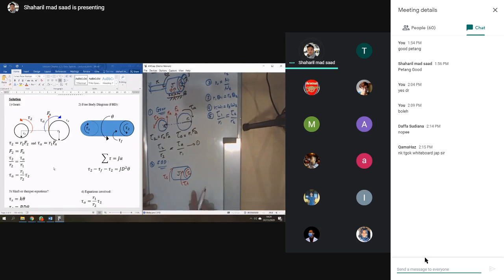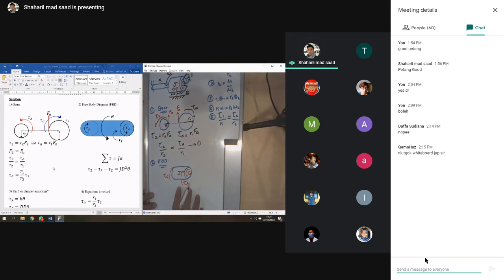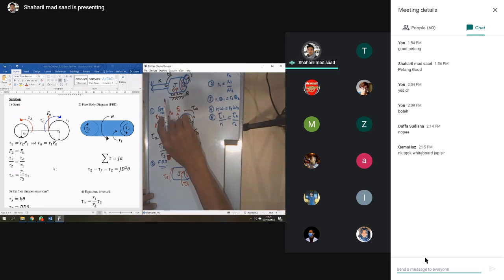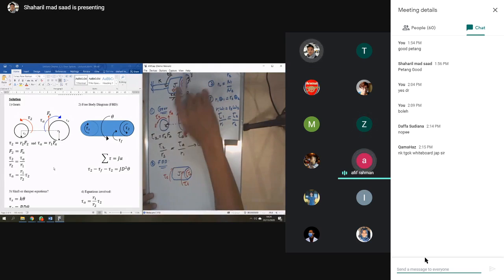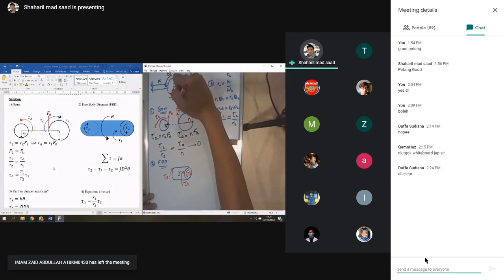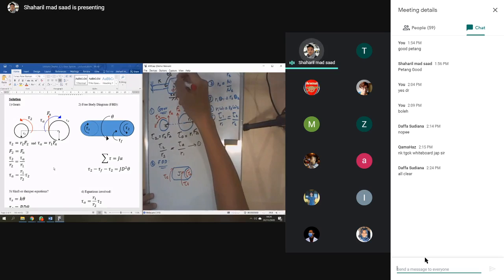Is it clear? Any question that you want to ask? T2 is from the gear, from this one. After this torque is applied, you will have the torque from the friction, which fights back, going up. And also the torque from the shaft is applied here.